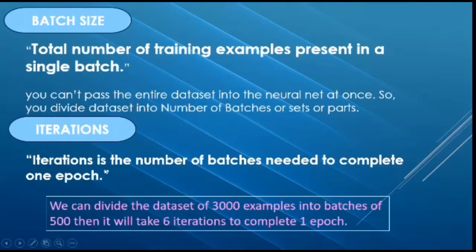Let's say there are 3000 examples in the data, and if we divide these 3000 samples into batches of 500, we totally have 6 batches, and it takes 6 iterations to complete one epoch. So let me repeat it again. Let's say there are 3000 samples or entries or records in a data set, and if we divide these 3000 samples into batches of 500, we totally have 6 batches, and we have to iterate these 6 batches to complete one epoch.